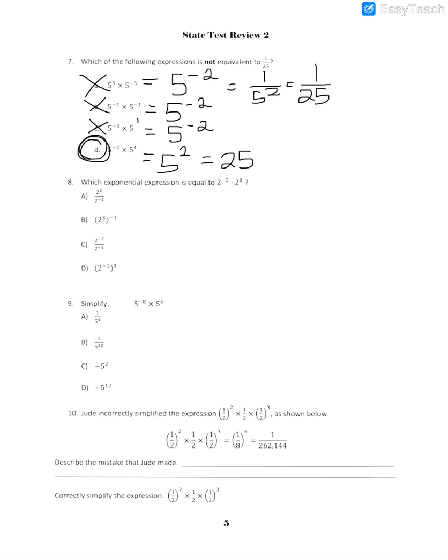Okay, number 8. Which exponential expression is equal to 2 to the negative 5th times 2 to the 8th? All right, so let's first start by solving this one. I want to add my negative 5 and my 8, and I get 3. So now I'm going over to my choices, and I'm seeing which one equals 3. I'm going to start at the bottom. So I have the negative 1 times the 3. That would be negative 3. Okay, so that's not it.